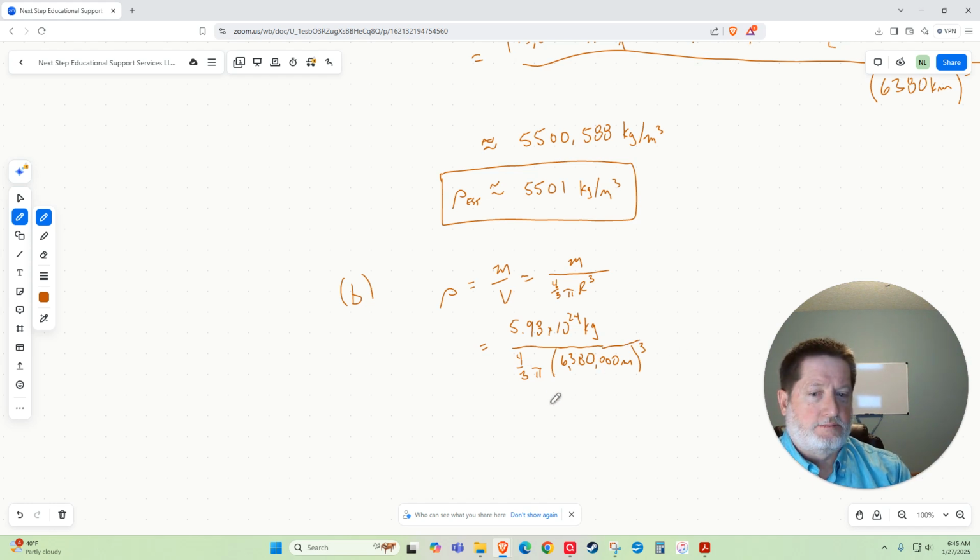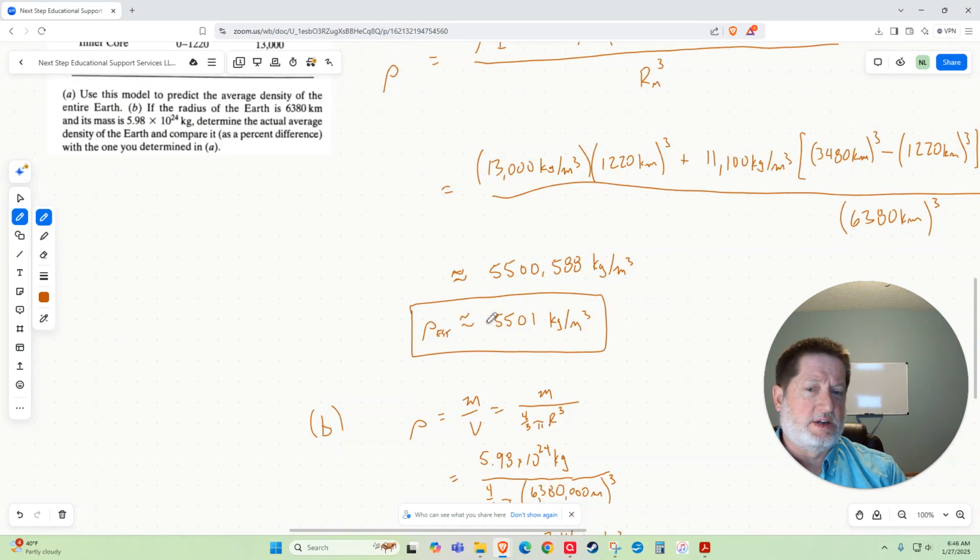And now we're ready to calculate again. Go ahead and do that and see what number you get. And once you complete that calculation, you should get a number that looks somewhere in the vicinity of 5497.314-ish. And again, that's kilograms per cubic meter.